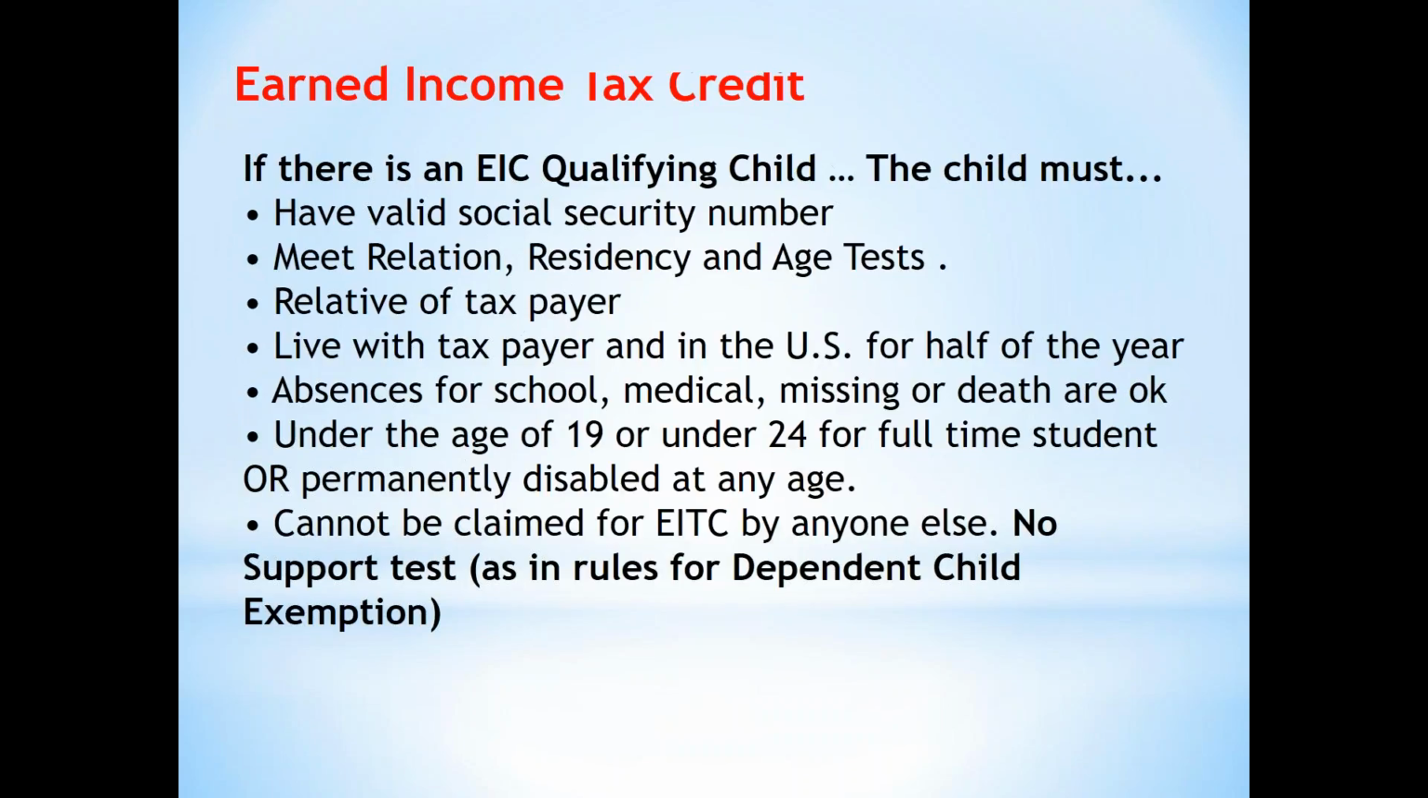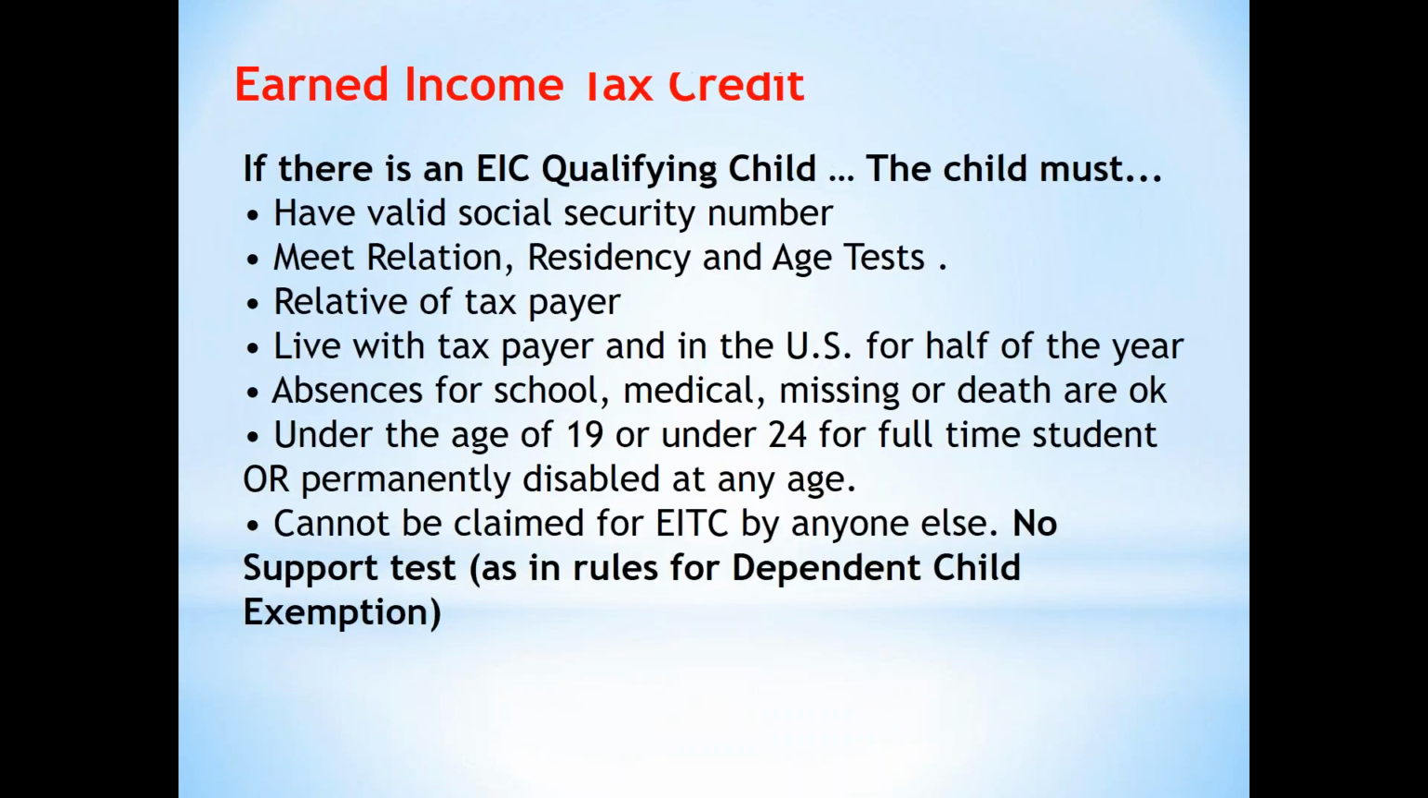So if it's somebody that's living with them that is their dependent, so that is their child, then that child only has to be living in the home for half the year. The child must be under the age of 24 for the earned income tax credit, and that's if they're in school, in college or another training program, or they have to be 19 and under if they are just student age. But anything older than that, they have to be permanently disabled at any age, or they are not eligible for the tax credit.